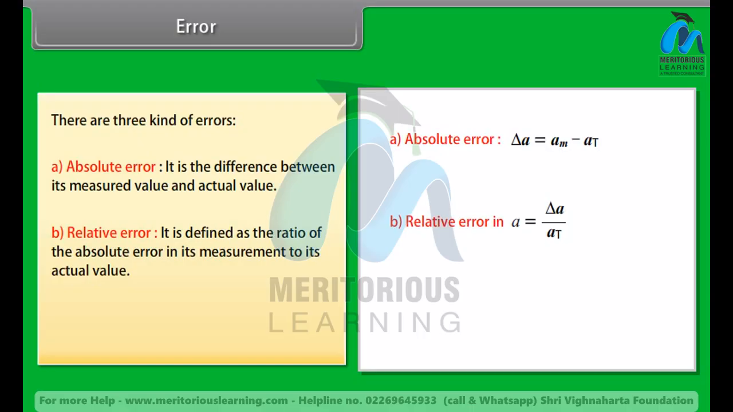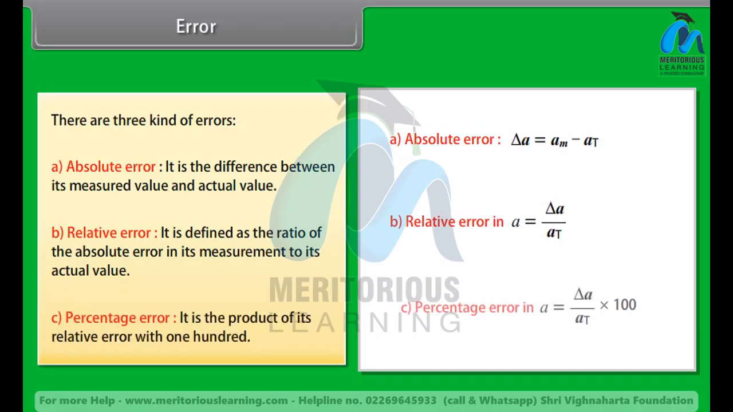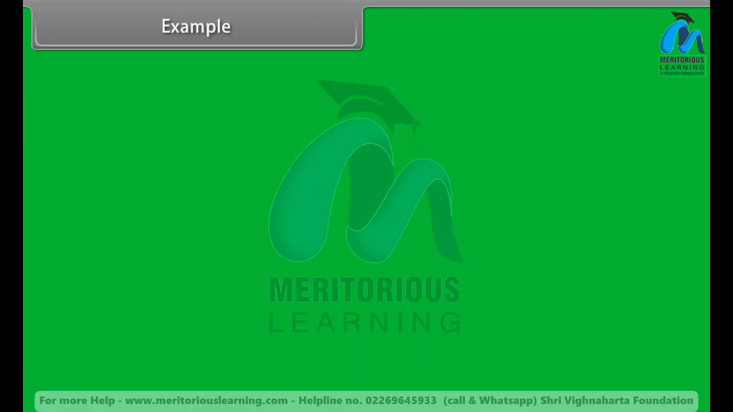It is defined as the ratio of the absolute error in its measurement to its actual value. Number 3. Percentage error. It is the product of its relative error with 100. Example. Let's take an example of errors.